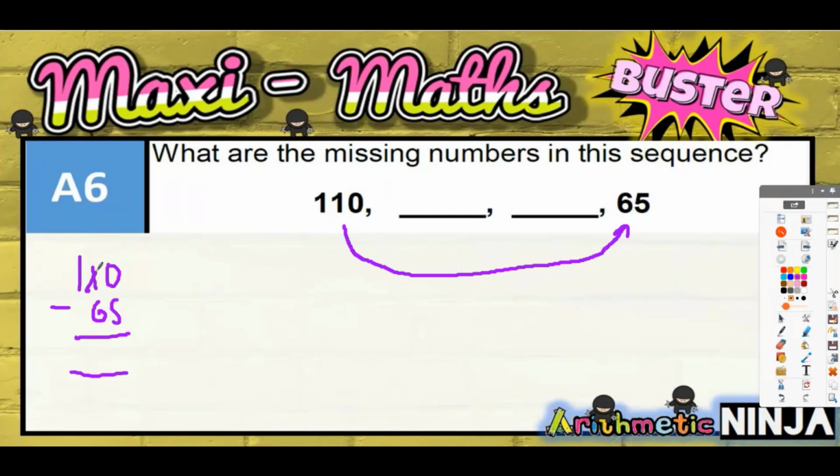0 take 5 you can't do, so borrow. 10 take 5 is 5. 0 take 6 you can't do, so borrow. 10 take 6 is 4. So they find out that the big jump is going down 45.